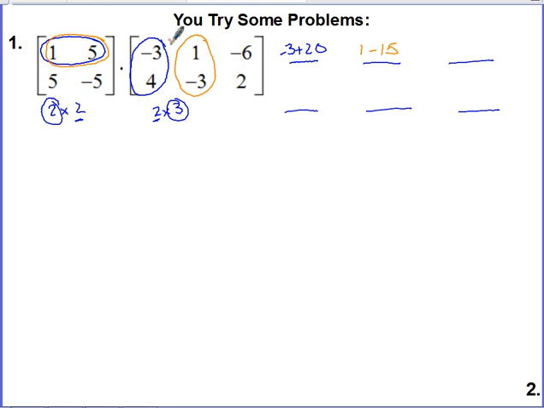I'm going to do it again for the third column. So row 1 times column 3. 1 times negative 6 is negative 6. 5 times 2 is 10. So that gives us the first row. Then we're going to move down and repeat that for row 2.